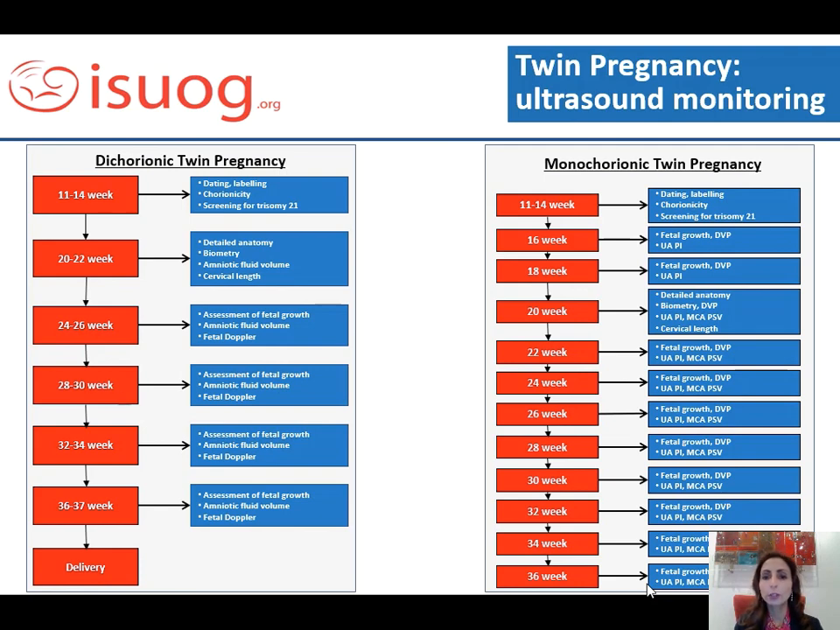And similar to dichorionic twins, at 20 weeks, the recommendation is to measure the cervical length if you want to screen for preterm birth in twin pregnancies.